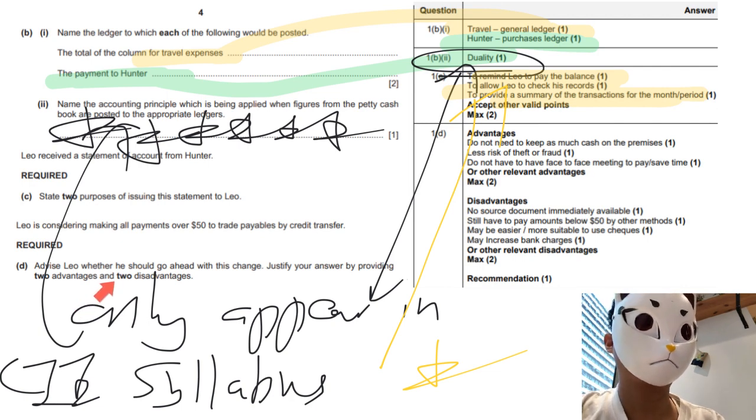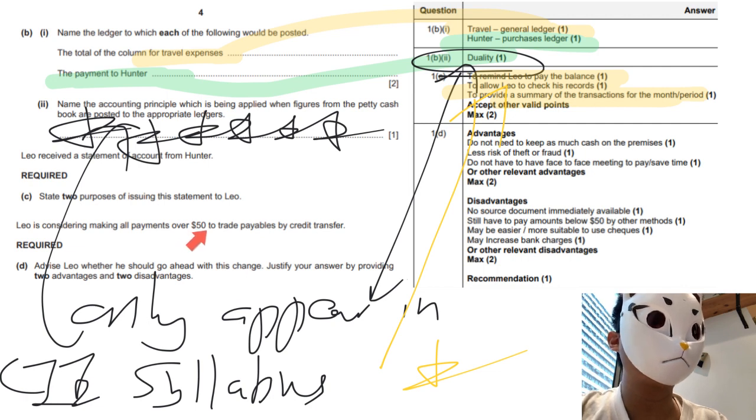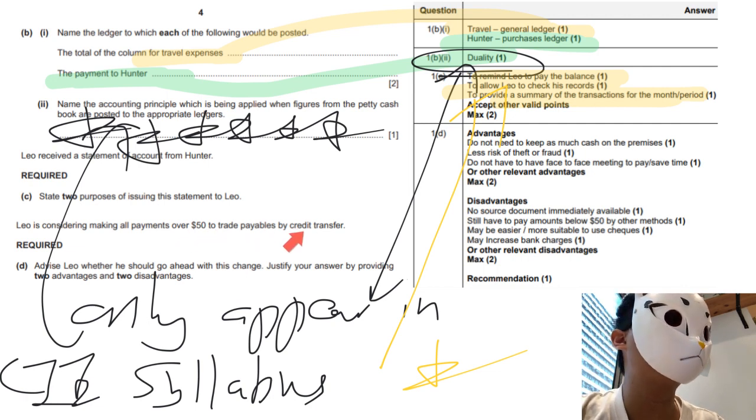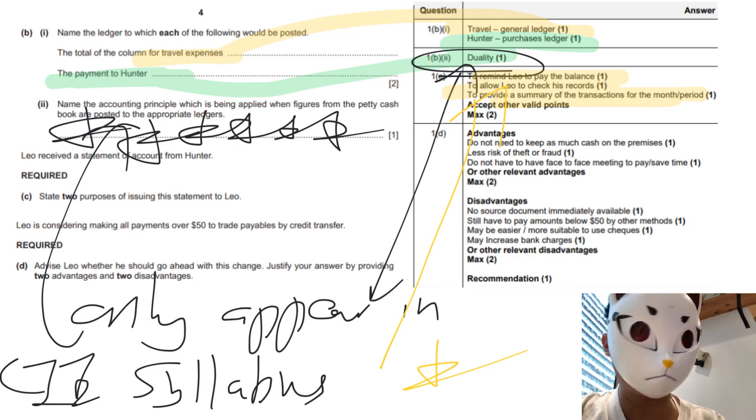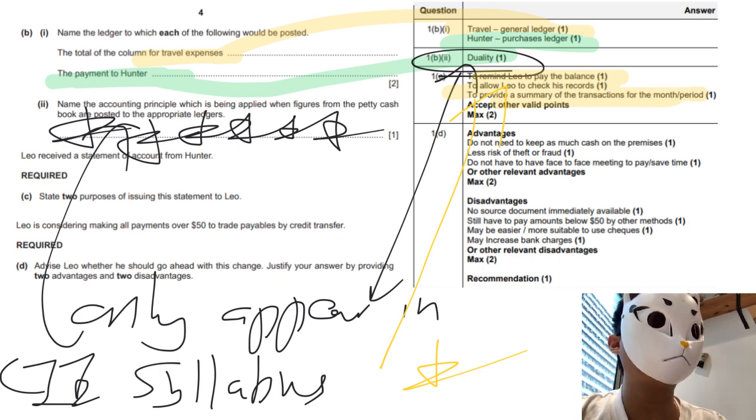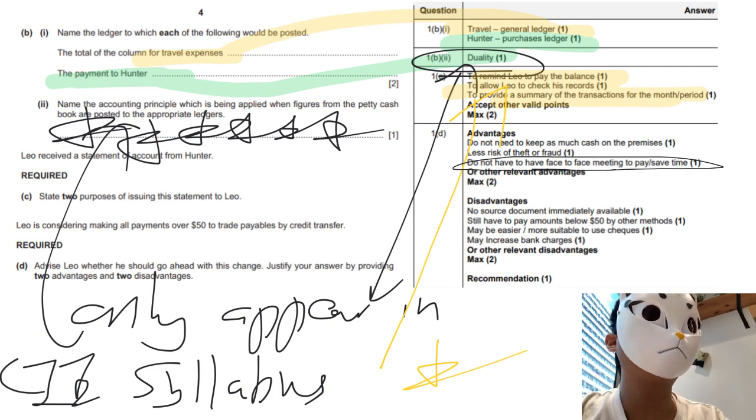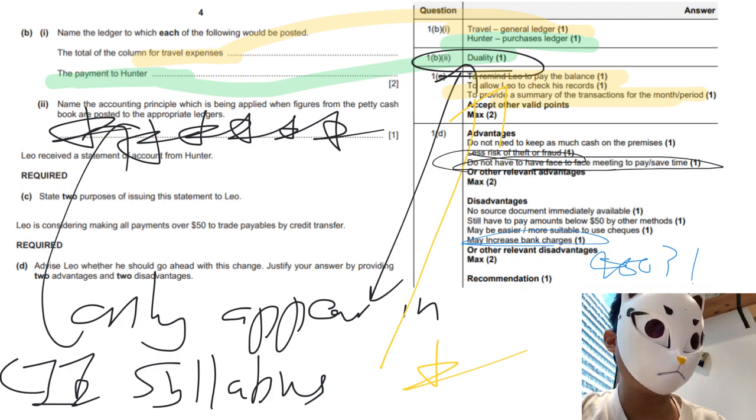For part D, it talks about whether Leo should go ahead with the $50 charge by the credit transfer. There are a few things you might need to consider. First of all, you do not have to meet them face-to-face, which saves time, and there is less risk of fraud. These are the advantages. But think about it, the $50 is real. There might be extra charges, right? So you have to think about it.